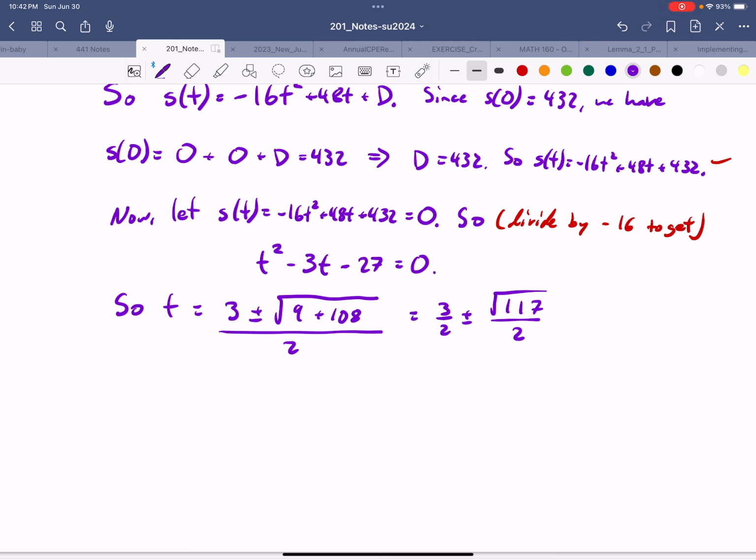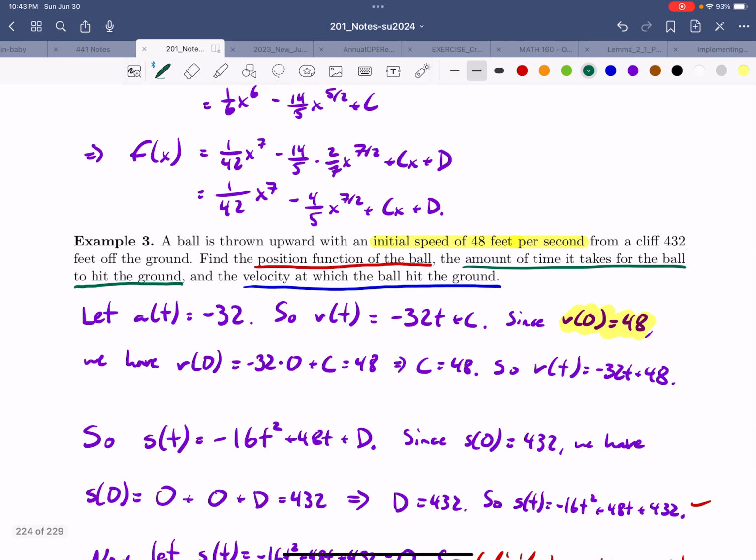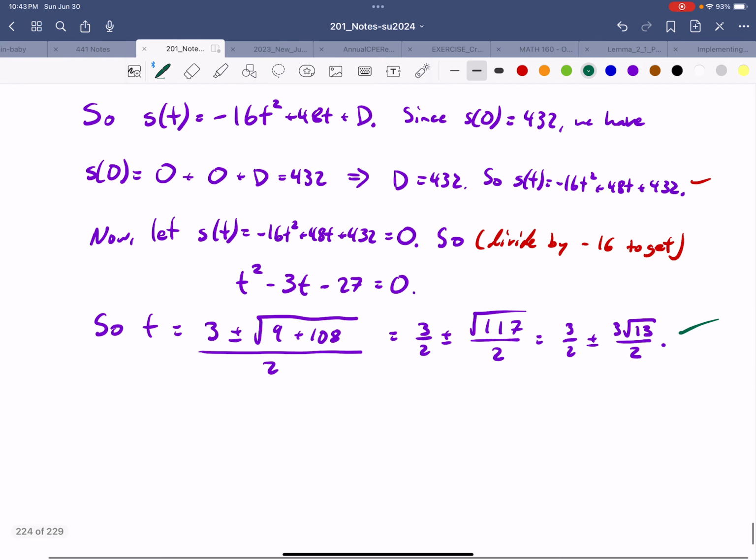So I guess if we wanted, we could write this as 3 over 2 plus or minus 3 root 13 over 2. Just making sure about that. Oh, no, 13, I'm sorry. 9 times 13 gives us that. Yeah, okay. All right, so anyway, we get that. Now, do you see that that is our answer to the green problem? The amount of time it takes for the ball to hit the ground is that many seconds.